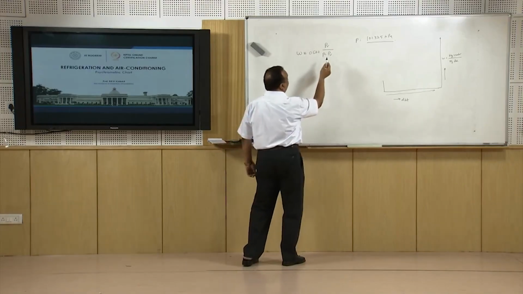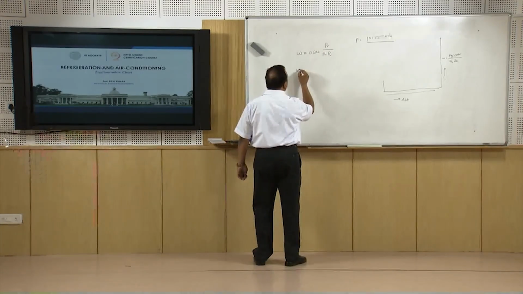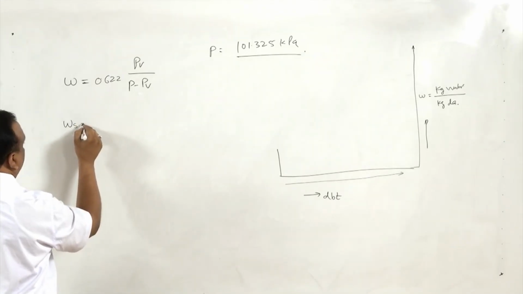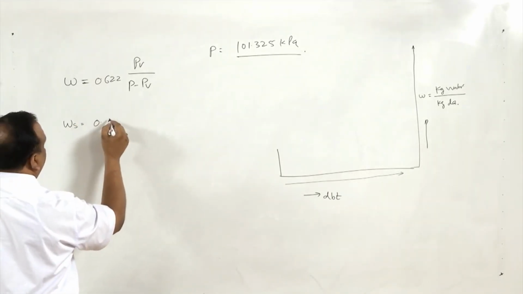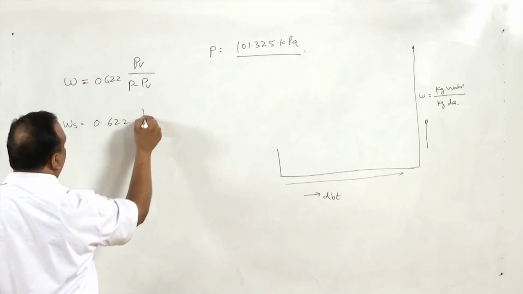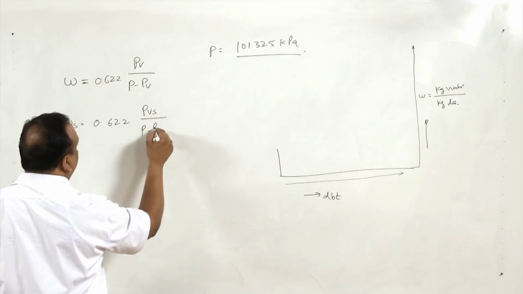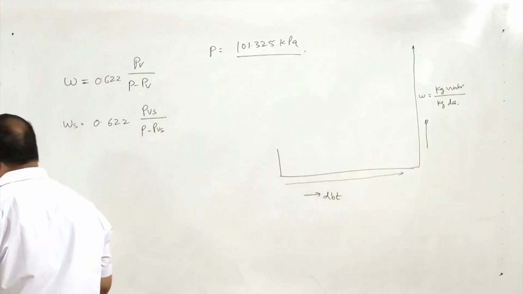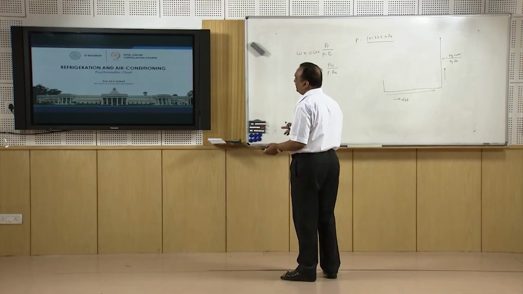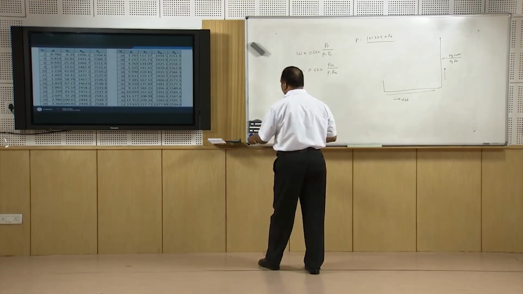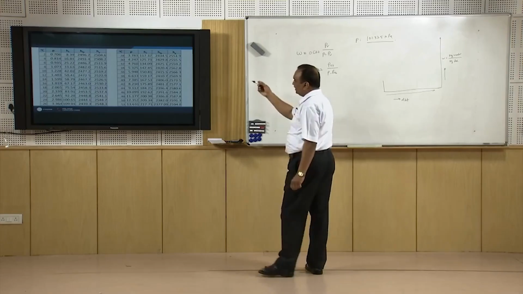If the vapor is saturated, then we will get the specific humidity at the saturation state. So, omega s equals PVS by P minus PVS. PVS is nothing but the partial pressure of water vapor in the saturation state. The value of this pressure we can get from the steam table.